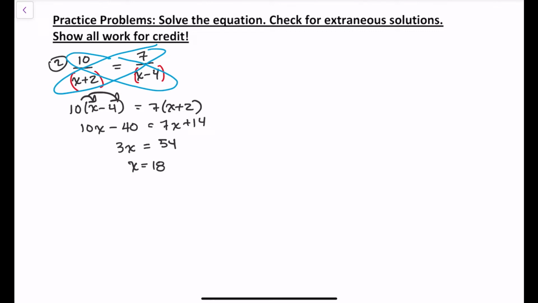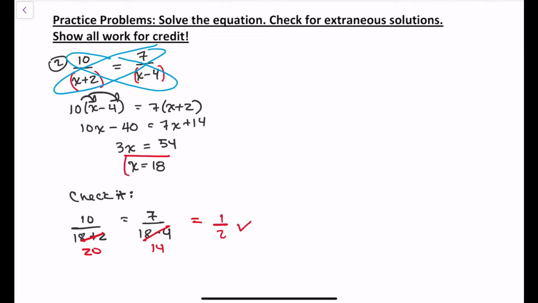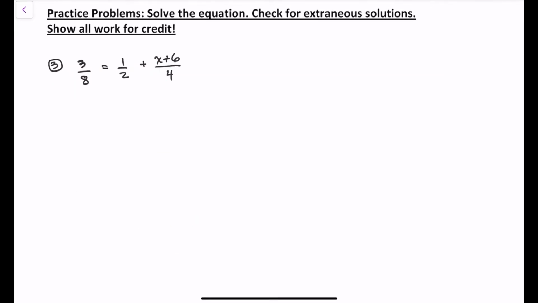Again, I can look for my extraneous solutions. I can also plug in 18 into the equation to check it and make sure it works. And that just helps me know that my math was correct. And in both cases, these will simplify to 1/2. So it's a true statement. 18 is not an excluded value, so we are okay with that.